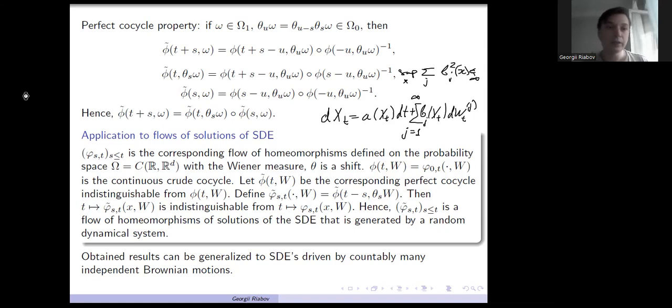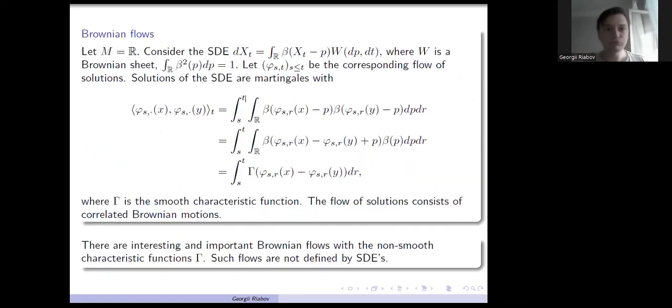In particular, one can look at the equation driven by the so-called Brownian sheet, which is the space-time noise. In time, this is a Brownian motion, but we can think of the Brownian sheet as the family of correlated Brownian motions.